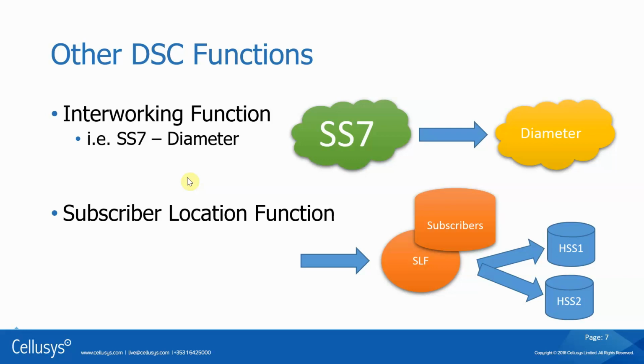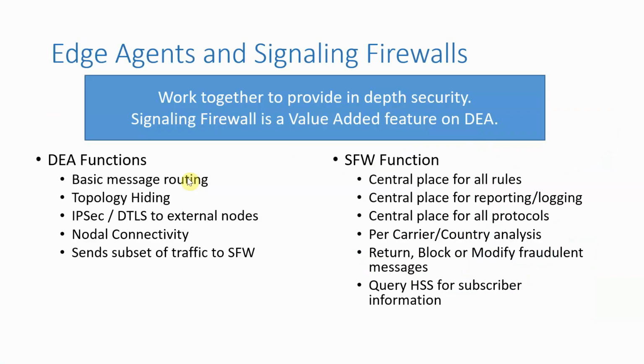Okay, let's get back to the diameter edge agent because it's pretty important. A diameter edge agent works with a signaling firewall. The DEA's got some security built into it, but it's going to get much more in-depth when you work together with a signaling firewall. In some ways, you can think of the signaling firewall as being a value-added feature on top of a DEA because it connects to it, and that's how it gets the messages.